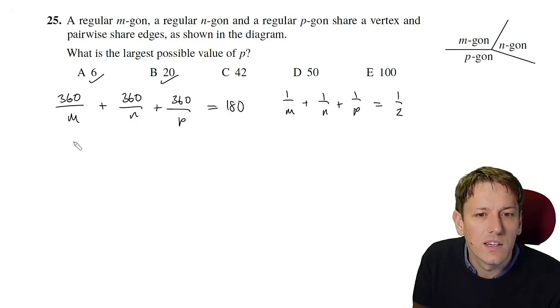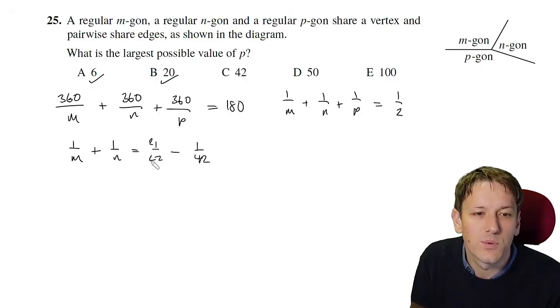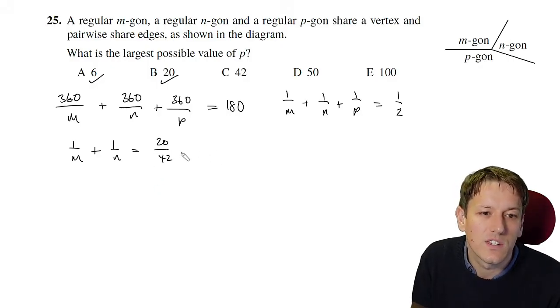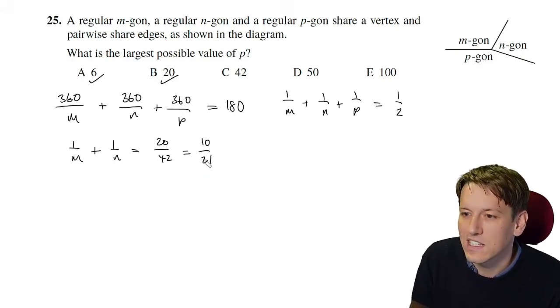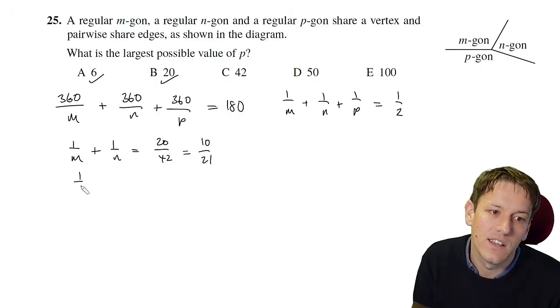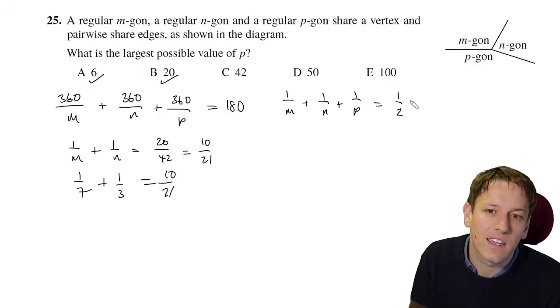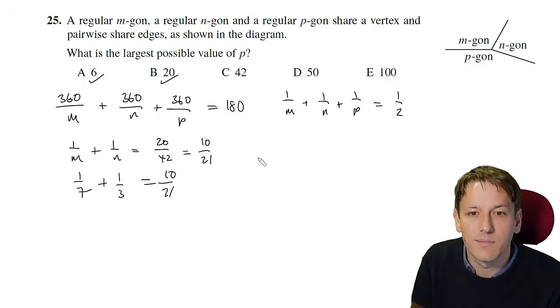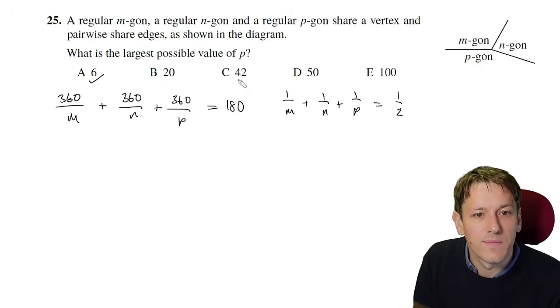If we try it with C, I'd want 1 over m plus 1 over n to be equal to 1/2 minus 1 over 42 this time. So that would be 21 over 42 minus 1 over 42, which gives me 20 over 42, which is 10 over 21. And again, we can see fairly easily, you've got 7 times 3 is 21, and 7 plus 3 is 10. So 1 over 7 plus 1 over 3 gives us 10 over 21. So I could take m, n, and p to be 3, 7, and 42, and C works. So certainly we've ruled out the answer to the question being A or B.